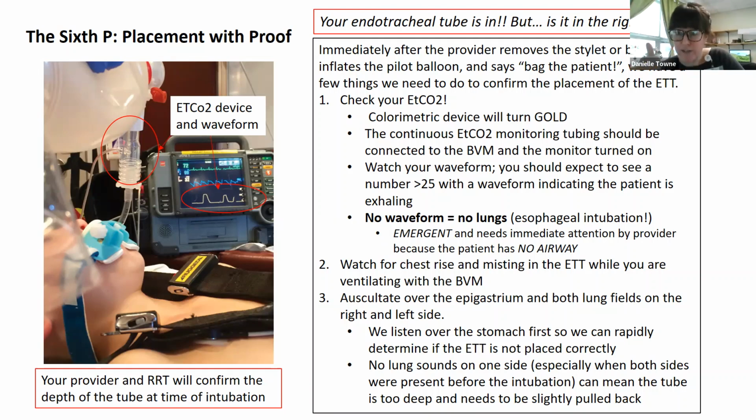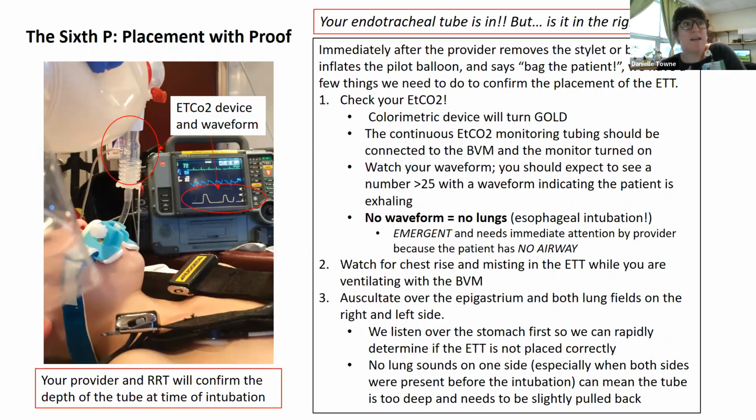And then you want to see chest rise, and you want to see misting in the ET tube, right? And then you want to listen. So listen over the epigastrium, listen right at the base of the xiphoid over the stomach. And you want to say, do I hear anything? When I bag, do I hear big gurgles? Because if I bag and hear big gurgles, then that air is just going into the stomach, not in the lungs. But if I don't hear any gurgles there, now I'm going to go to both lung fields and listen. And when I listen on the right and I listen on the left, I want to make sure that I actually have lung sounds on both sides.